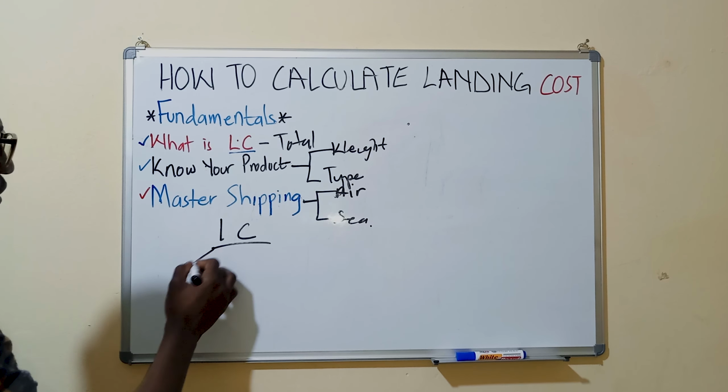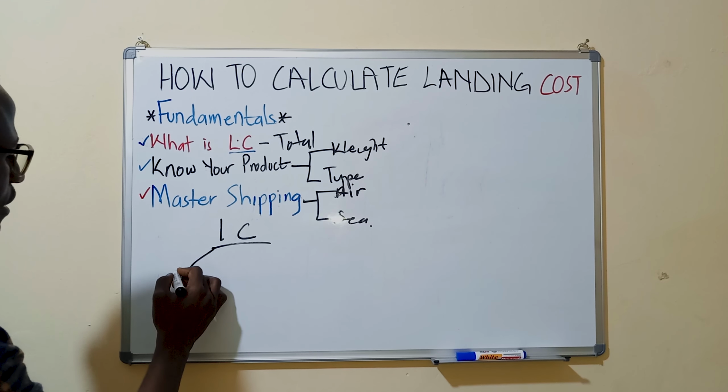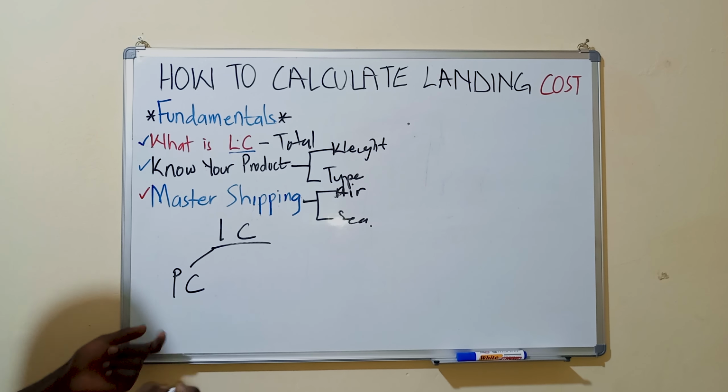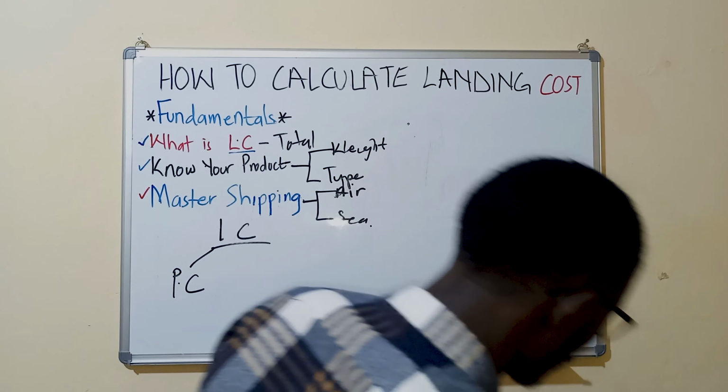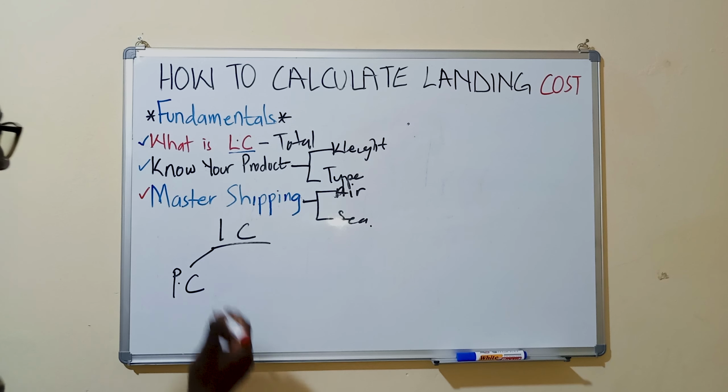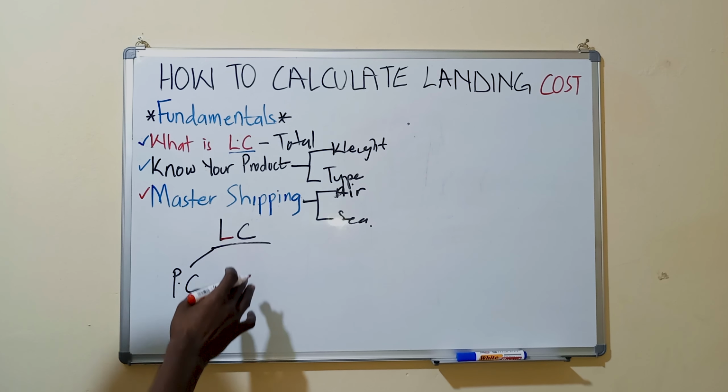How do you find the landing cost? We have the first expense here. Literally, it's going to be you paying for the product, what you call the product cost. The product cost is the first expense you're going to incur most times under the landing cost.